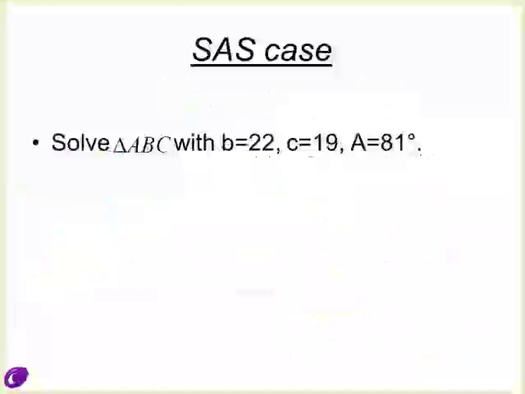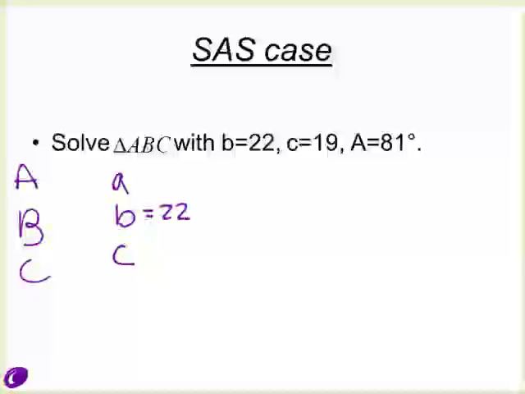Going to set up this problem the same way that we did the last one, listing out what we know and what we need to know. So this time we have B is 22, little c is 19, and angle A is 81. So we do not have two angles to subtract from 180. We do not know both parts of one letter, so this is where the law of cosines is necessary.